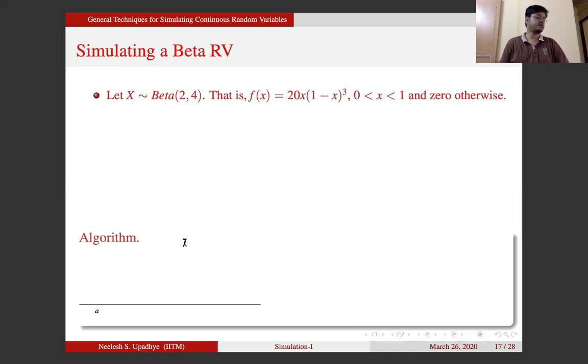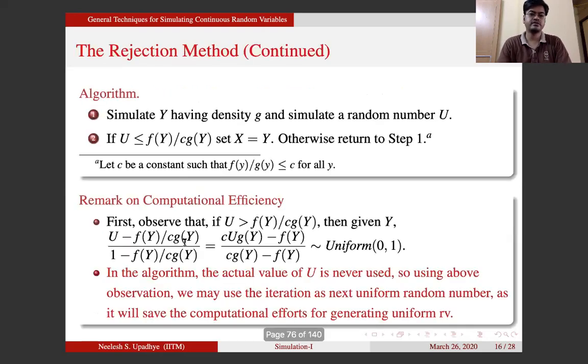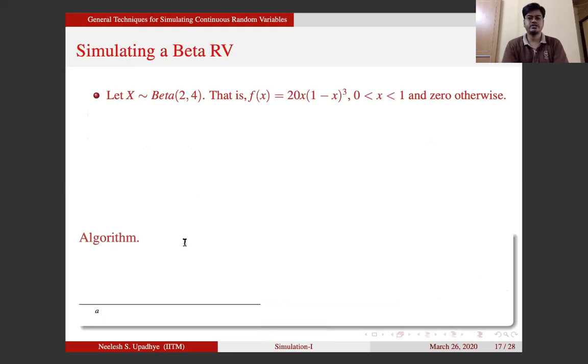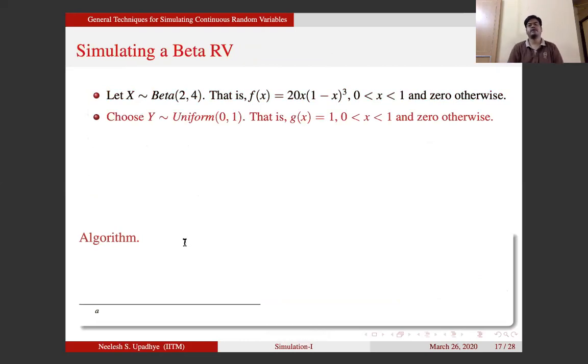Now I want to come up with an algorithm to generate a beta random variable. If you look at the algorithm, what are the steps that you need? Let us go back to the algorithm. I need some Y with density g, and I need to simulate a random number U. So now the question is, I want to choose some Y with density g. Since it is between 0 and 1, the best random variable to choose is a uniform random variable. So I will choose uniform(0, 1) as my random variable, and g(x) is 1 for 0 less than x less than 1.